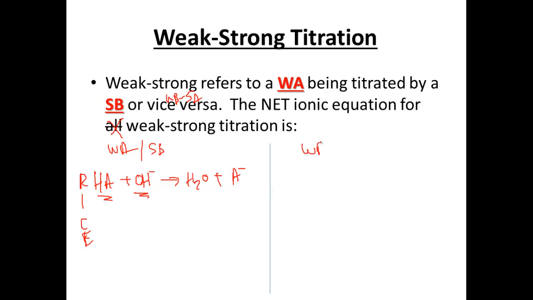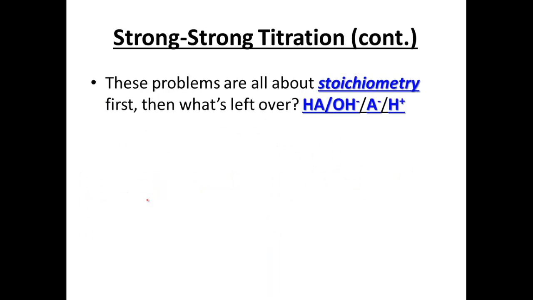If you had the reverse, it would be a weak base titrated by a strong acid. Weak base would be B in general, reacting with a strong acid, which is now H+, and the products here would be BH+. And with this, again, you would do a Rice table and do the stoichiometry between these two and see who the limiting reactant is and so forth. Whenever we do weak strong titrations, the first part is to see the stoichiometry and then really determine what's left over.